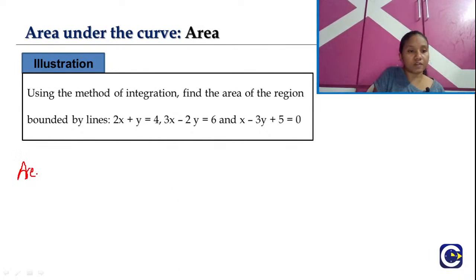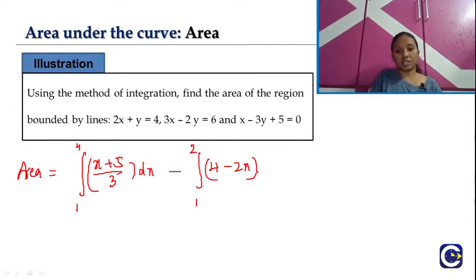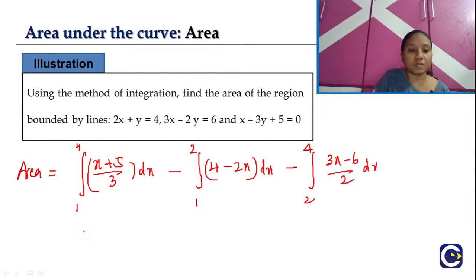So what is our required area, guys? First one, within the limits 1 to 4, (x plus 5) by 3 dx. And the second one, minus from 1 to 2, 4 minus 2x dx. Minus from 2 to 4, (3x minus 6) by 2 dx. So let's separate them first so that it will be easier.